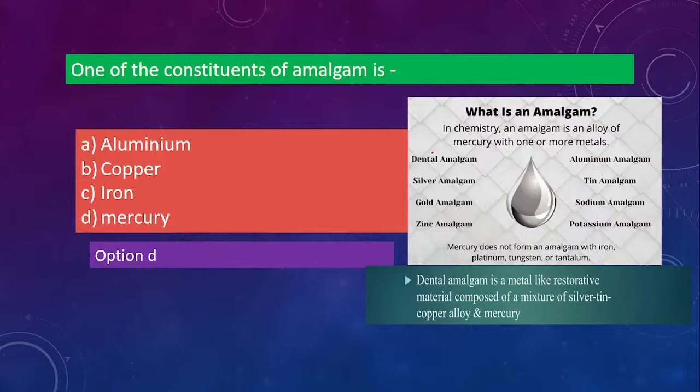ठीक है. Now dental amalgam क्या होता है? When you go to a dentist for a filling, or if your tooth is broken, they put a metal strip in between the teeth, so that is nothing but dental amalgam. So it's a restorative metal composed of a mixture of silver, tin, copper alloy and mercury. सिल्वर रहता है, टीन रहता है, कॉपर रहता है, along with mercury in case of dental amalgam. Okay, so that's for your information.